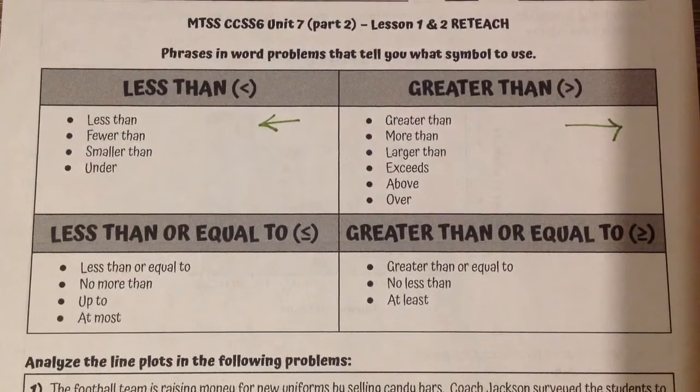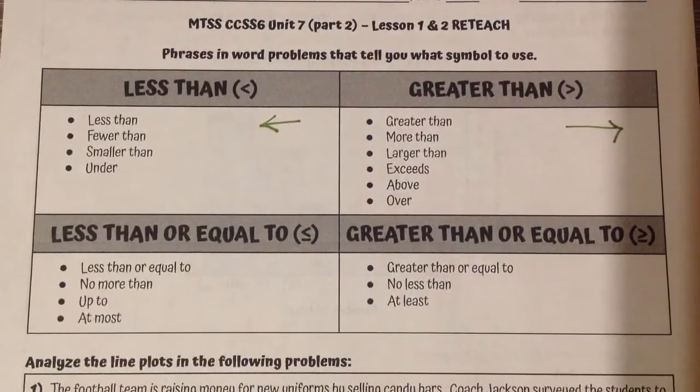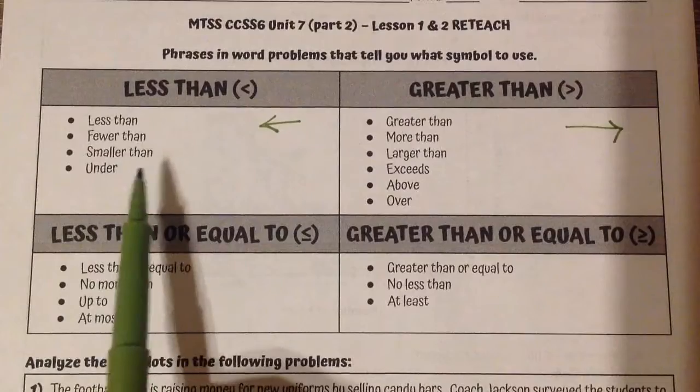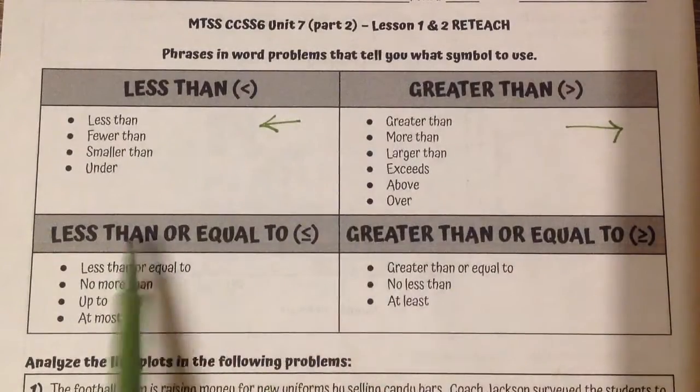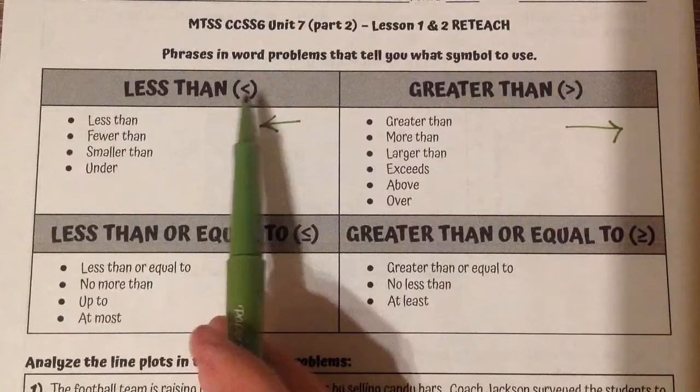All right, for today's reteach, we're going to be looking back at line plots and histograms. We are including this chart again, the same one that we included for lesson 1, so that you can use it for those keywords to remember what means less than, greater than, less than or equal to, or greater than or equal to. So just a reminder, we put the symbol in there too.